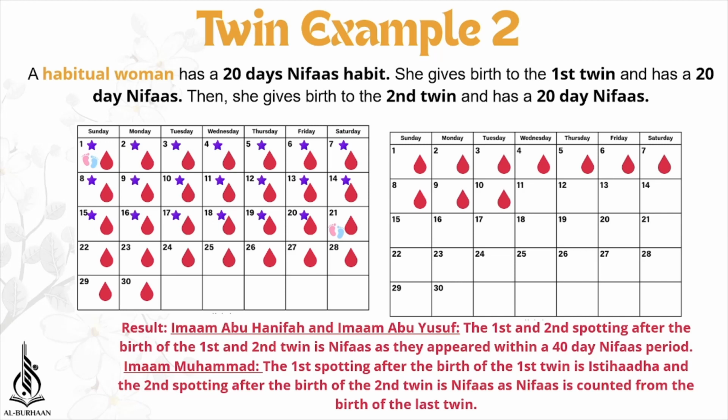So the major difference here is the view of Imam Abu Hanifa and Imam Abu Yusuf. Imam Muhammad still follows his own view on this, but they say that, listen, when it occurs within a 40-day period, everything will be counted. But when after the second twin is born and then it exceeds the 40-day period, they don't count that as Nifaas, they count that as Istihaadhah.